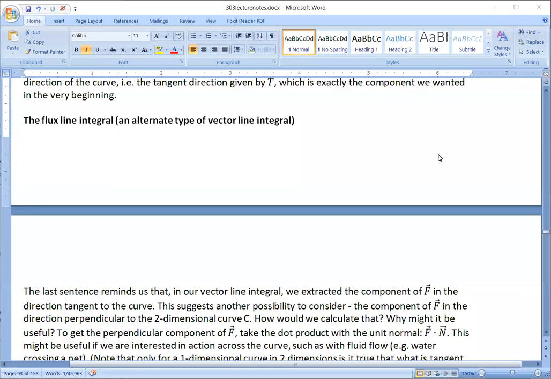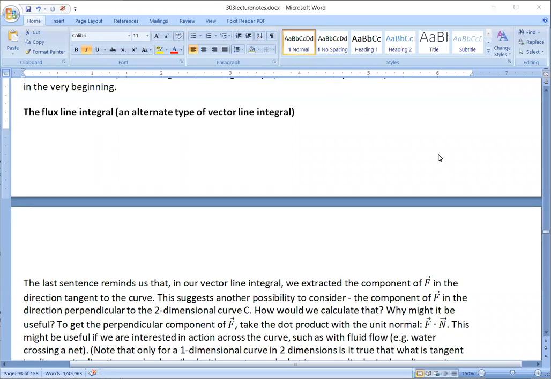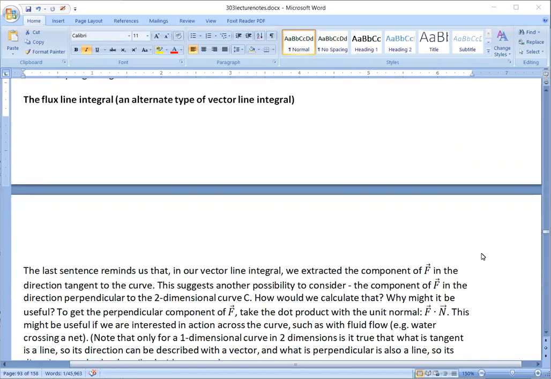So there's also something called a flux line integral. We'll talk about that for a moment. It's an alternate type of vector line integral. So previously we talked about the fact that we were extracting the component of the vector field that was tangent to the curve.